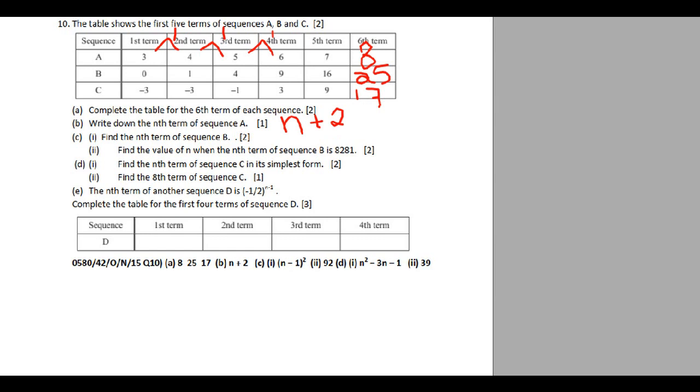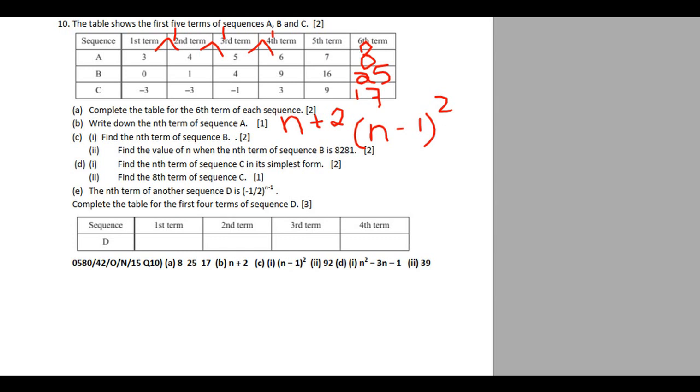Part C1, find the nth term for sequence B. So this is a square sequence, but it's not just n square, because n square starts with 1, then 4, then 9, and so on. This one is starting from 0, so we have an additional number. When that happens, as we've discussed, you have to write n minus 1 whole square.